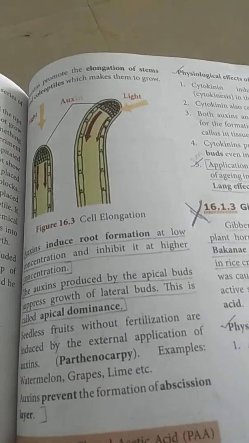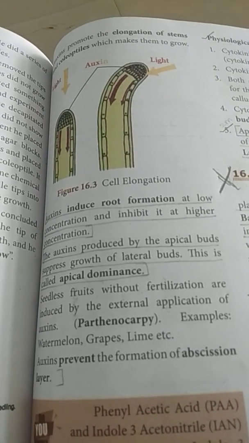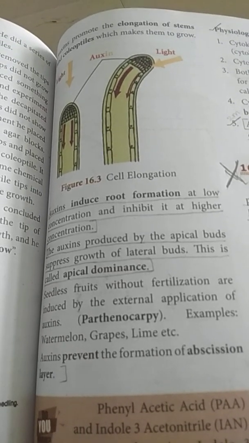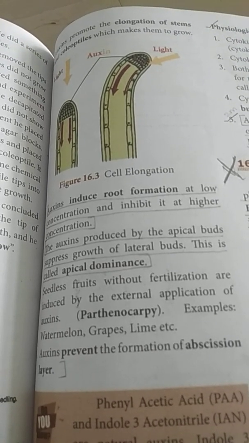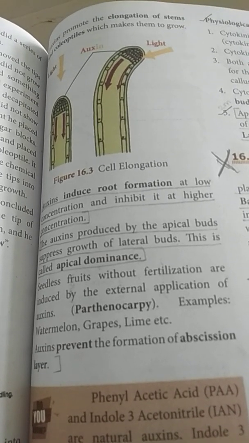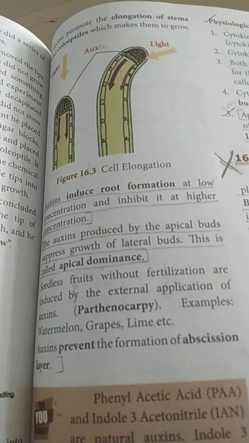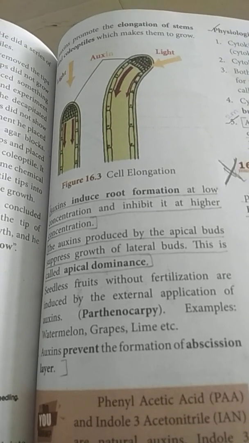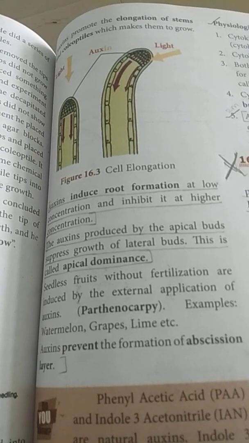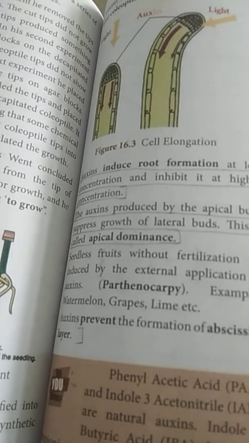Auxin produced by the apical bud suppresses growth of lateral buds. This is called apical dominance in nature. Seedless fruits without fertilization are induced by the external application of auxins. This is parthenocarpy. Examples are watermelon, grapes, limes. These are parthenocarpic, that means seedless fruits. Auxins also prevent the formation of abscission layers. So these are the physiological functions of auxin.